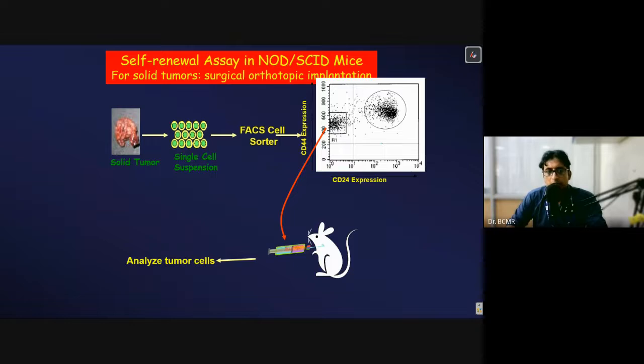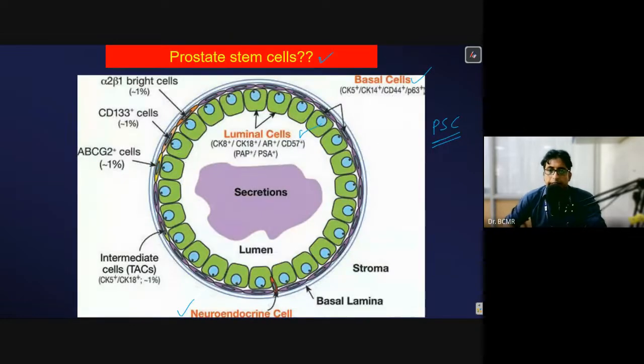Apparently, these stem cells are present in the basal layer. Some of the cells of them are the prostate stem cells, which give rise to intermediate or transit amplifying cells, and they give rise to the rest of the cells. The question here is, what would be the cell surface markers of the prostate stem cell?